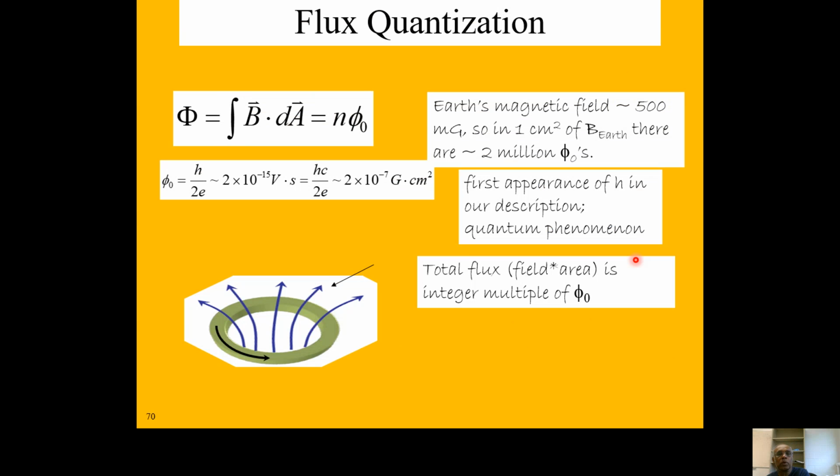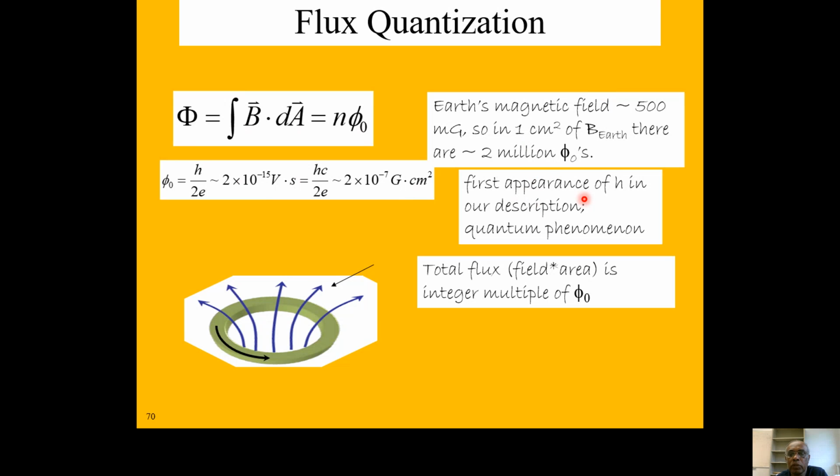Okay, then the last thing I want to talk about is the flux quantization. Like I said, if you have this ring-structured superconductor, your magnetic flux, which is given as the integral of B dot dA, is always quantized in terms of this phi 0. Phi 0 is given as h over 2e, a fundamental constant. That is actually given by this number, 2 times 10 to the power minus 15 volt-seconds, or Gauss centimeter squared.